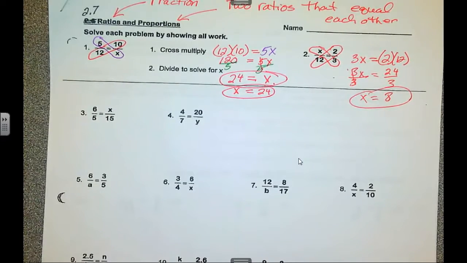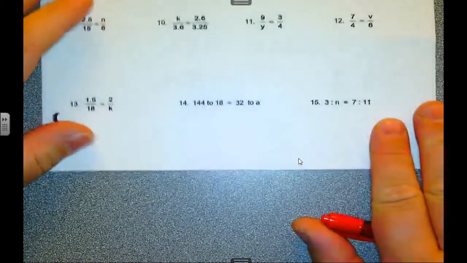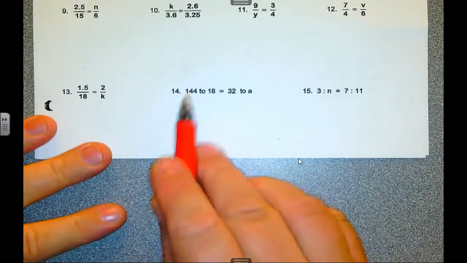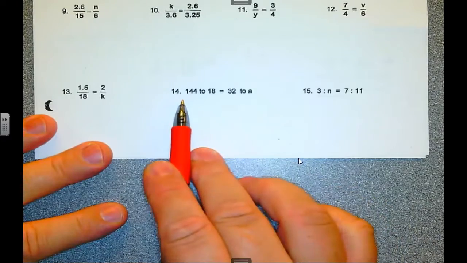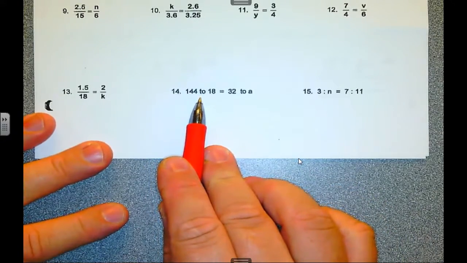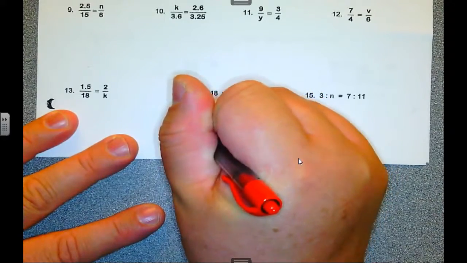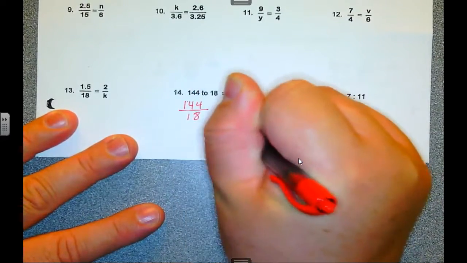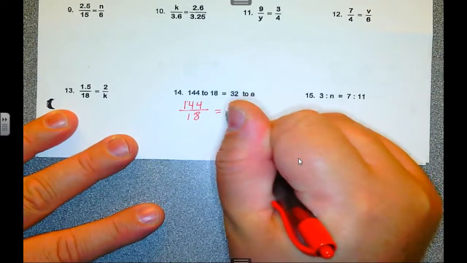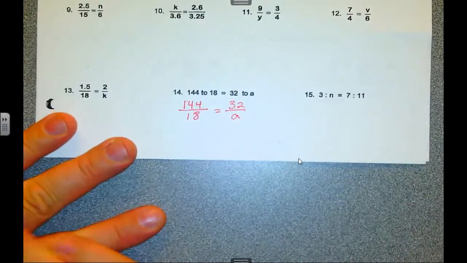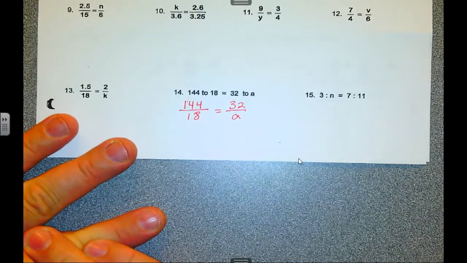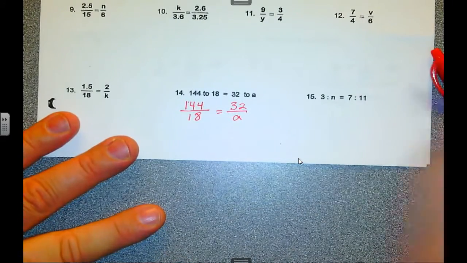All right, different ways we can write or name ratios. There's 3 different ways. If you look at the bottom of the page, I have 14 and 15. In 14, they actually use the word to. It's the same thing as a fraction. 144 to 18 equals 32 to a. Then you would just cross multiply and solve.